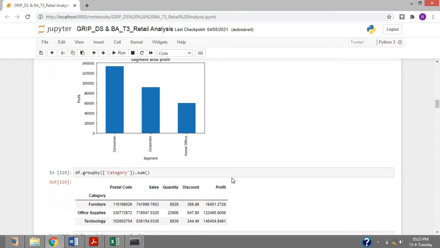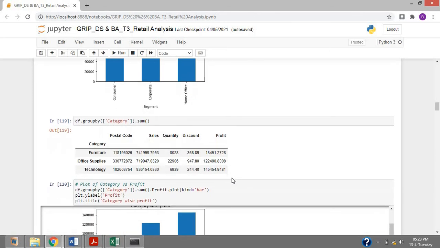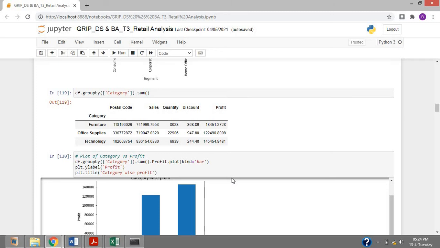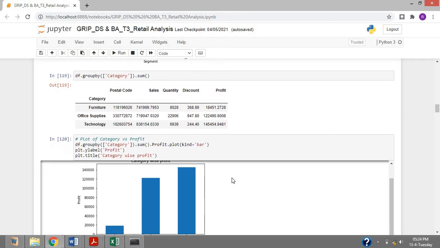Similarly, we now try to find the category-wise profit from the product side: the contribution to the profit of the different categories of goods sold.